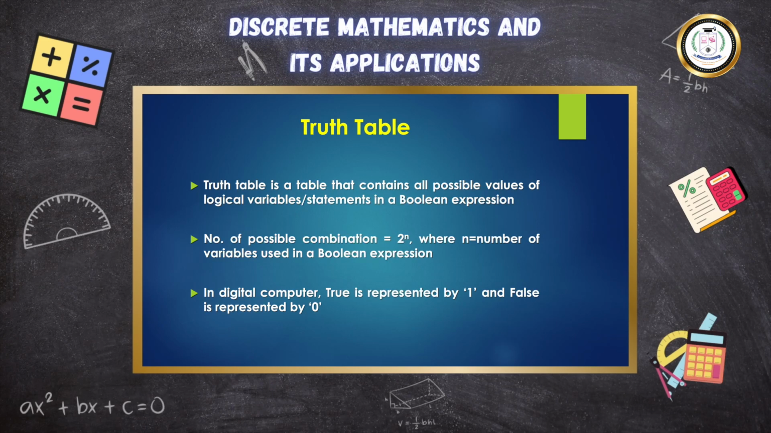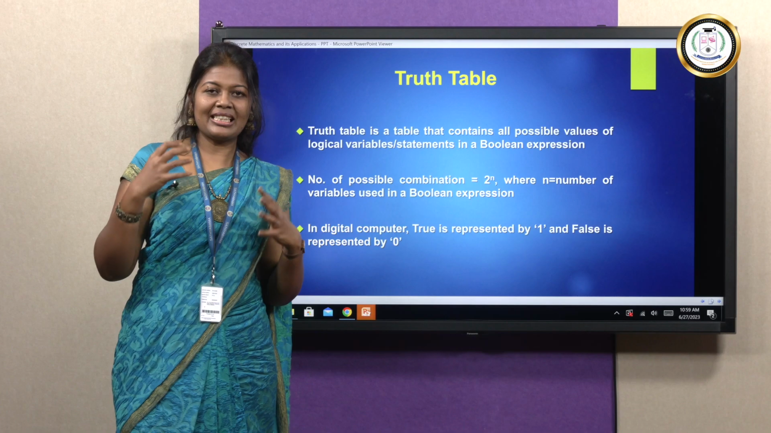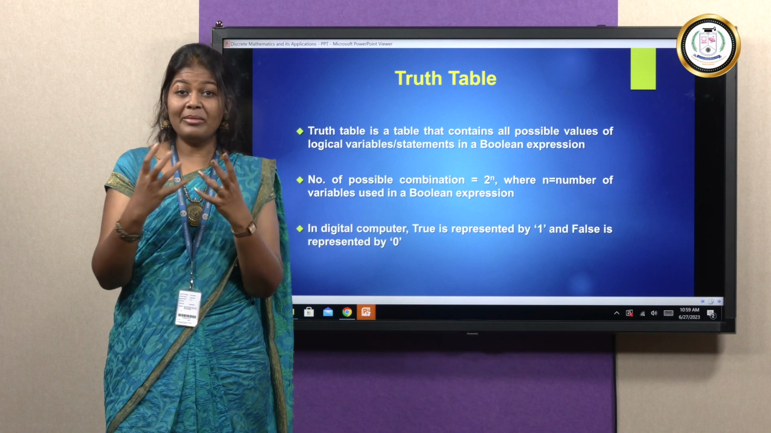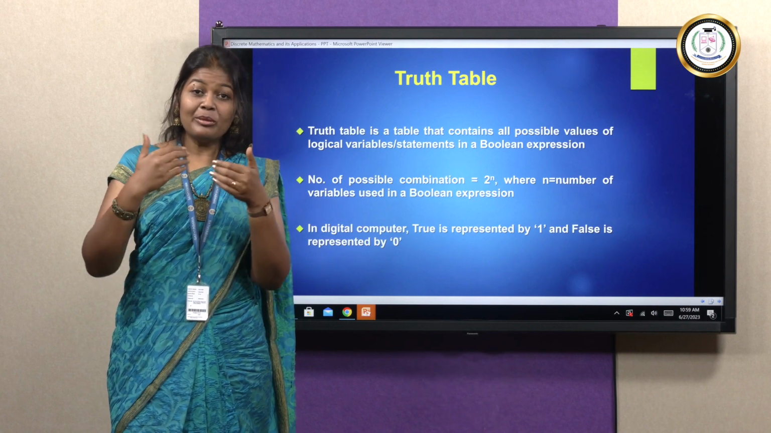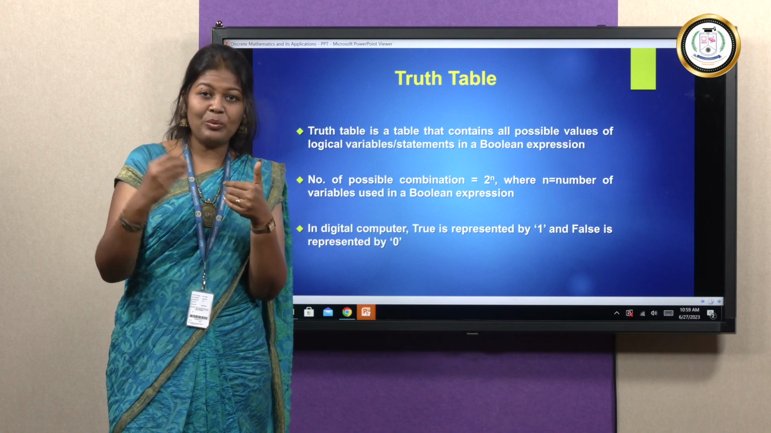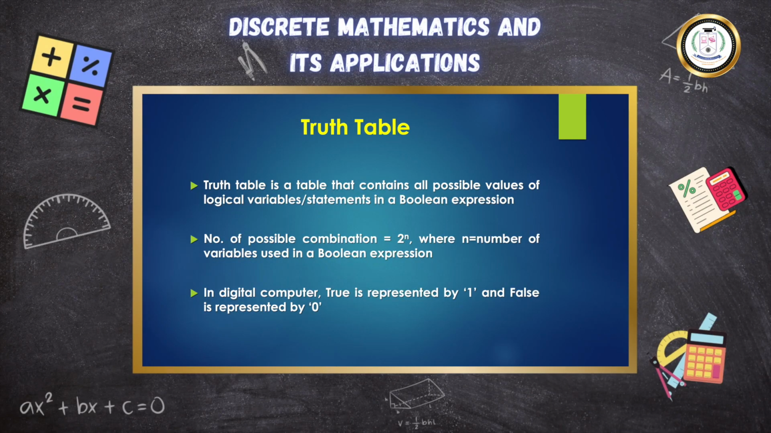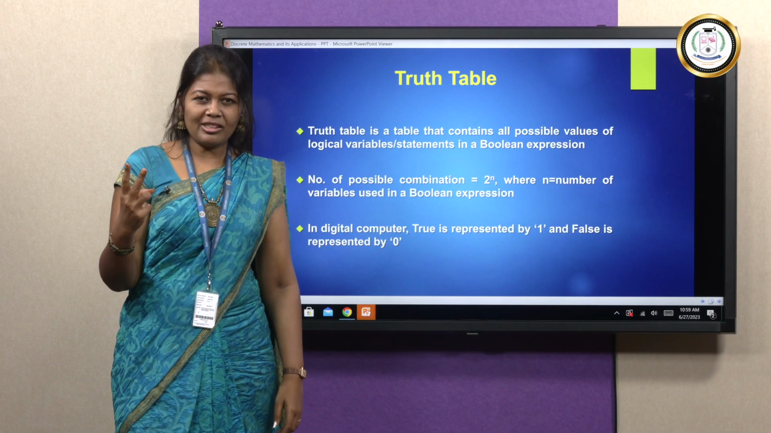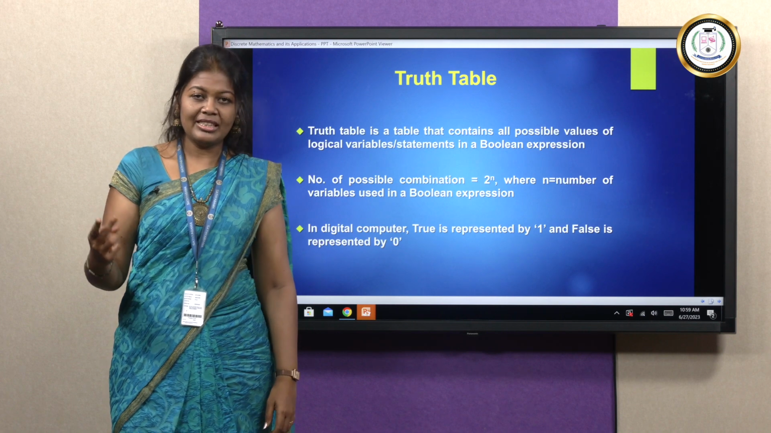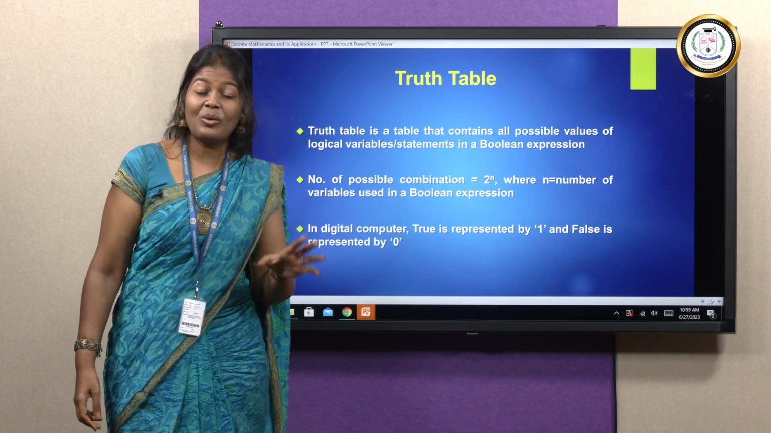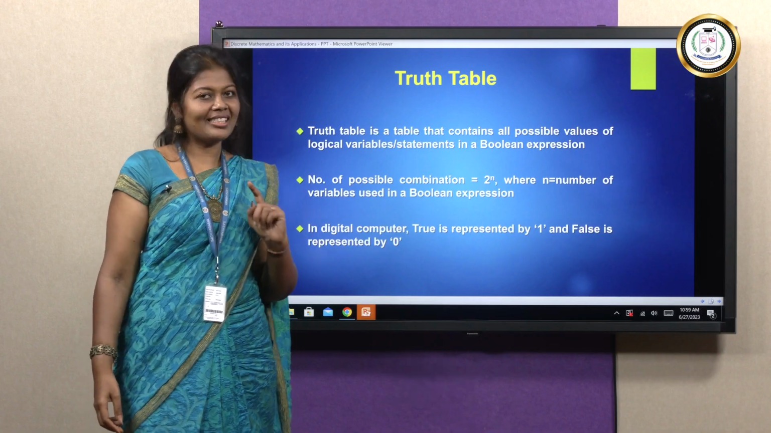Now, we all know what a truth table is, right? A truth table consists of all possible combinations that a Boolean expression can take. If the Boolean expression has n variables, then you will find 2 power n combinations in the truth table. There are only two possible truth values, either true or false. True is usually represented as 1 and false as 0.